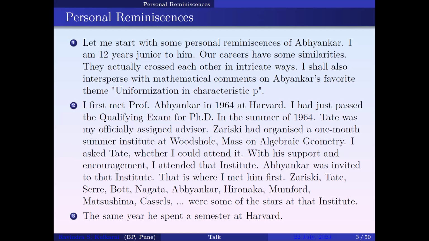Zariski, Tate, Sayre, Bott, Nagata, Abhyankar, Hironaka, Mumford, Matsushima, Cassels. These are some big names in algebraic geometry and number theory. There are still some big names, but many of them were there. Zariski was, of course, there. There were some of the stars at that institute. The same year, he also spent a semester at Harvard. And again, I met him. I learned that Zariski was trying to get a regular faculty appointment for Abhyankar at Harvard.